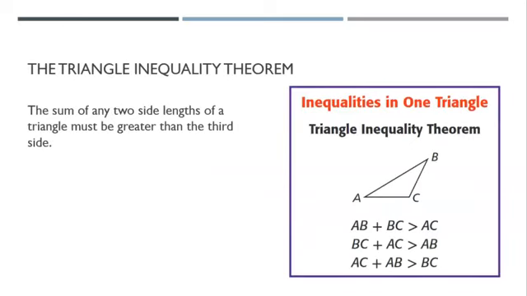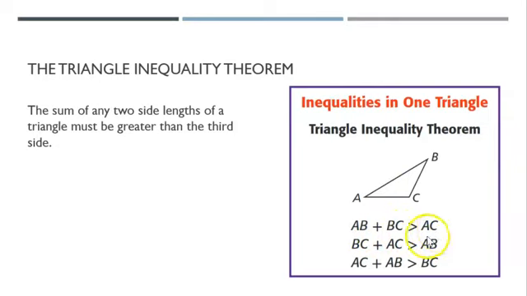The next thing we have to talk about is the triangle inequality theorem. This theorem states that the sum of any two side lengths of a triangle must be greater than the third side. So if I take AC plus BC, it has to be greater than AB. And no matter how I pair them up, the added side is going to be greater than the one that isn't added.